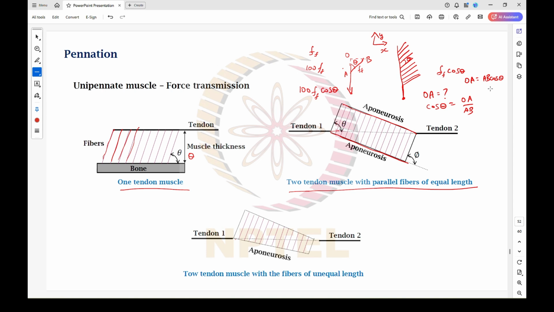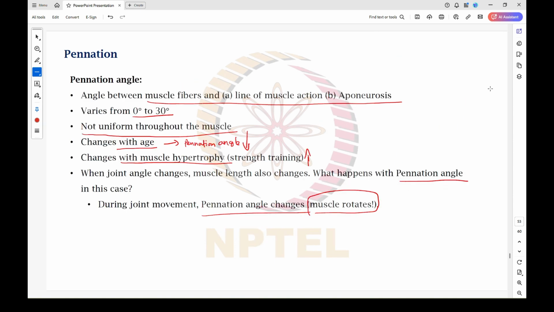In the case of a unipennate muscle, there can be multiple tendons attached to the muscle, and therefore multiple aponeuroses attached to different tendons, and that will dictate what kind of forces are finally transmitted. Again, the pennation angle in a human body varies between 0 to 30 degrees. However, it may not be uniform throughout the muscle.